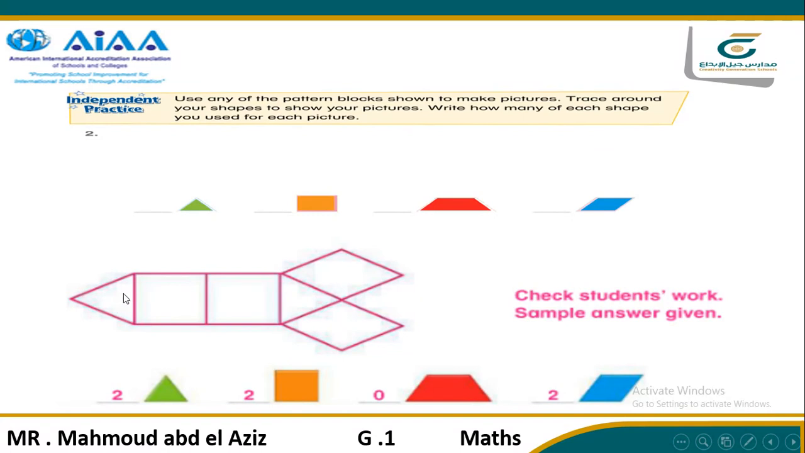We use here 2 triangles, the first one and the second one here. So we have here 2 triangles and 2 rectangles, or it seems to be squares. So we have here 2 squares. And we didn't use this shape, this trapezium, but we used 2 of this shape. It's a parallelogram. We used 2 of this, that's the first one and that's the second one. So we have here 2 triangles, 2 squares, and 2 parallelograms.